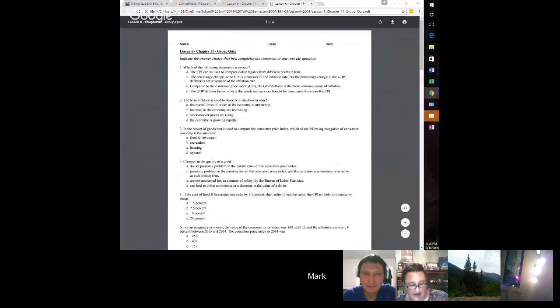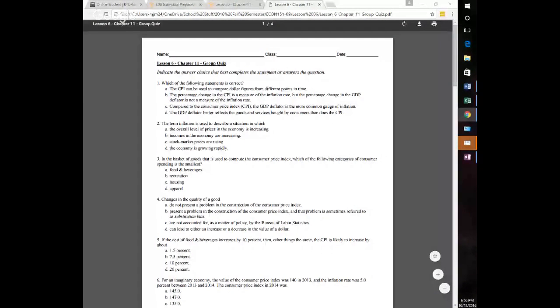What of the following statements is correct? And I picked A. The CPI can be used to compare dollar figures from different points in time. I got that the same as well. Me too. Number two, the term inflation is used to describe a situation in which the overall level of prices in the economy is increasing. I got that too.